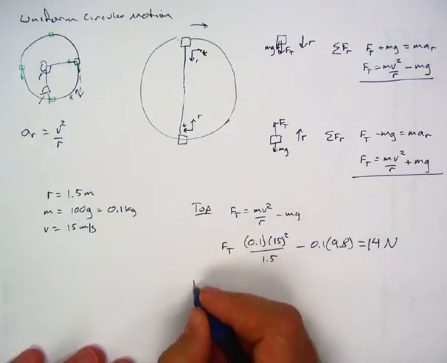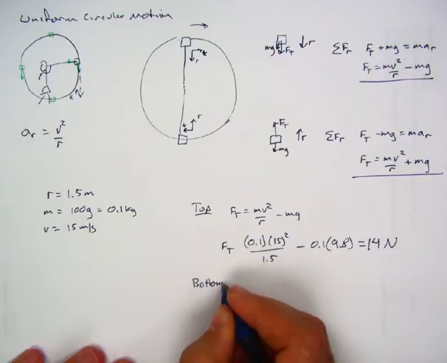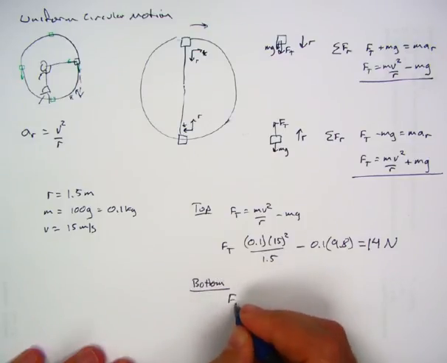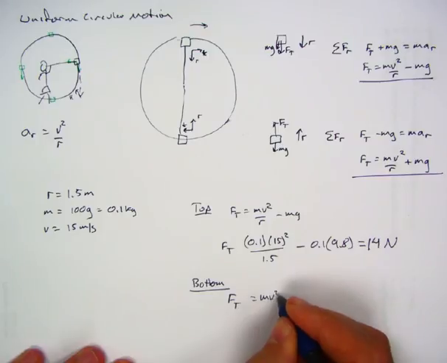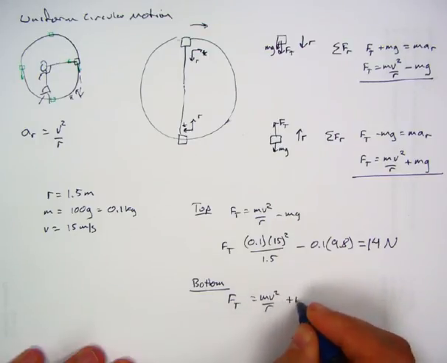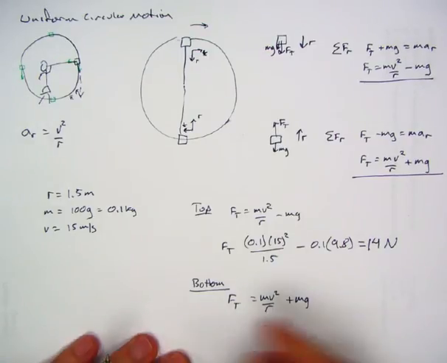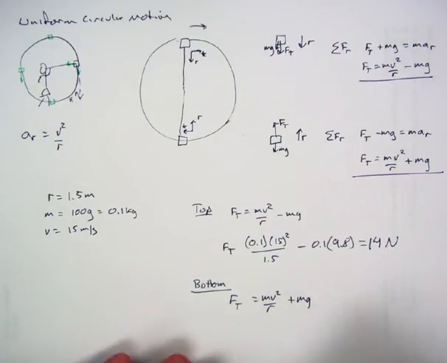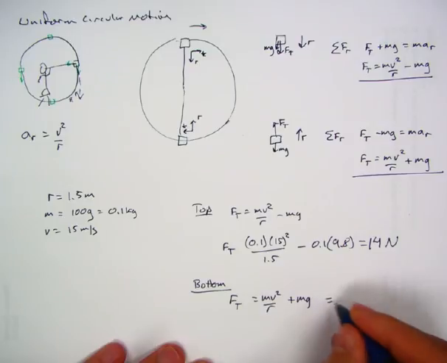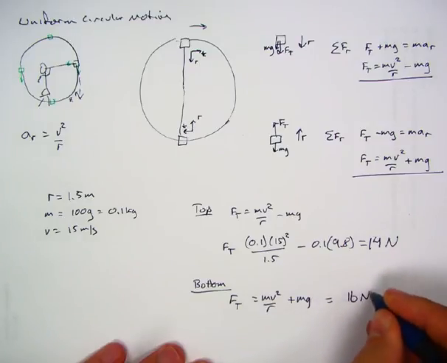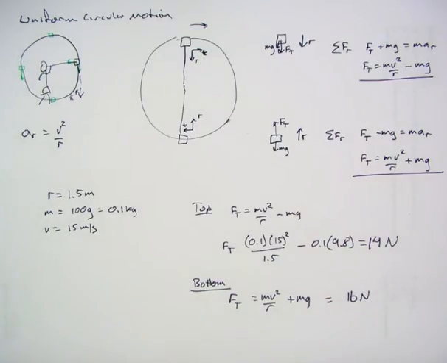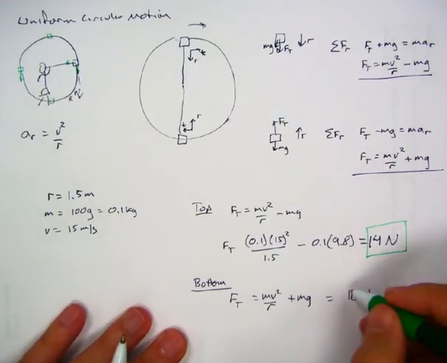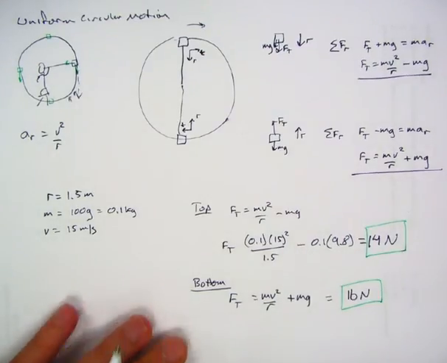If I do that at the bottom, force tension is going to be mv squared over r plus mg. I'm going to end up with all the same numbers, but a plus sign here. So instead of 14, I'm going to end up with 16 newtons. Okay, so there's my two results: 14 newtons at the top, 16 newtons at the bottom.